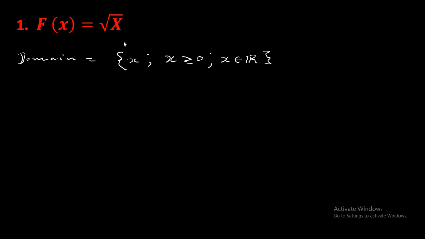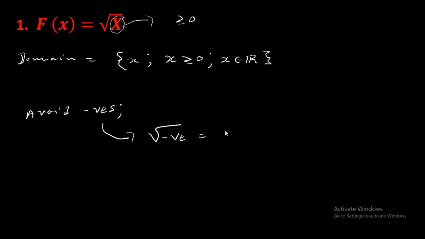For you to look for the domain, you just have to get this number which is inside, and you make sure that this number has to be greater than or equal to 0. The reason why we are doing that is we are just trying to avoid negatives. When you talk of a radical function, anything under a square root, we try to avoid the negative, because when this is the square root of a negative, it is undefined, meaning you can't find the exact value.